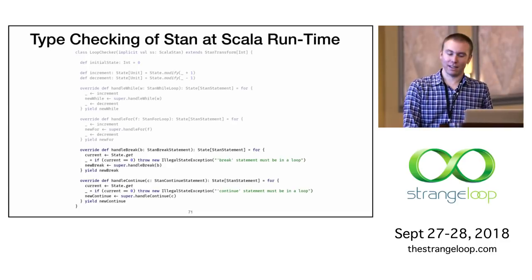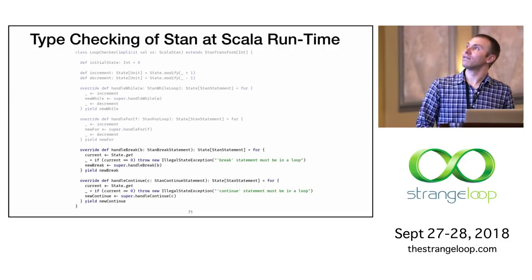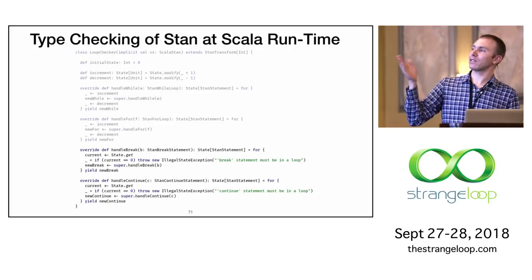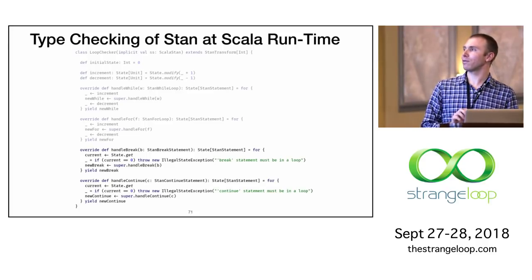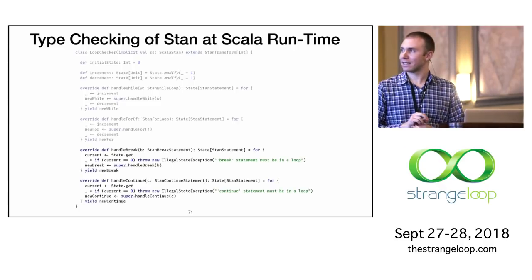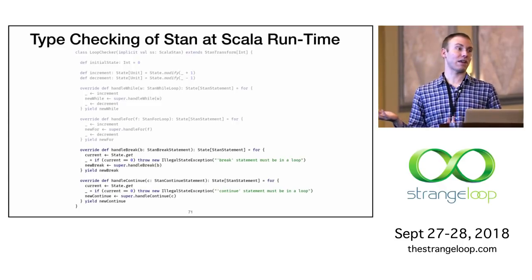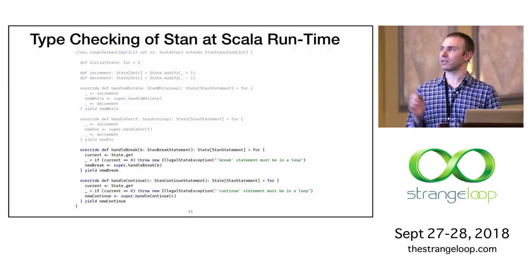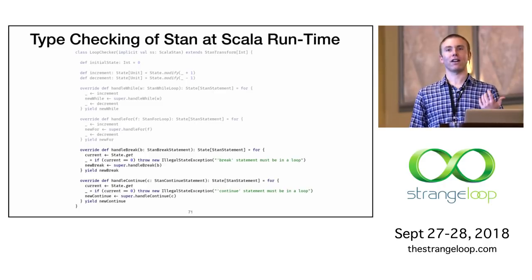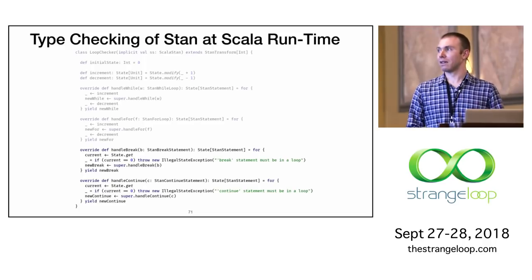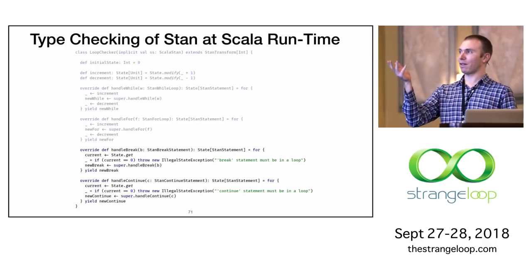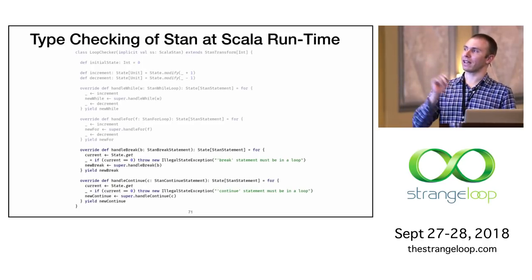And then we have the functions that handle break and continue. Break just says, well, what's the current value in the state? If it's 0, then I'm not in a loop. So I throw this exception, and we can see early on that the program's not valid. And if it is valid, we continue on, and we handle the break.